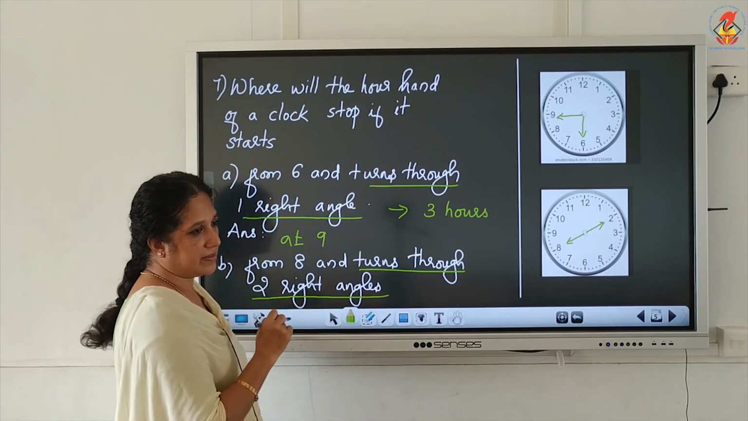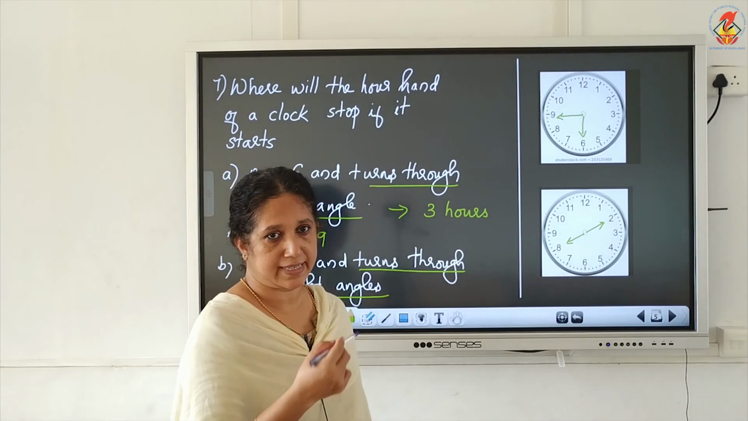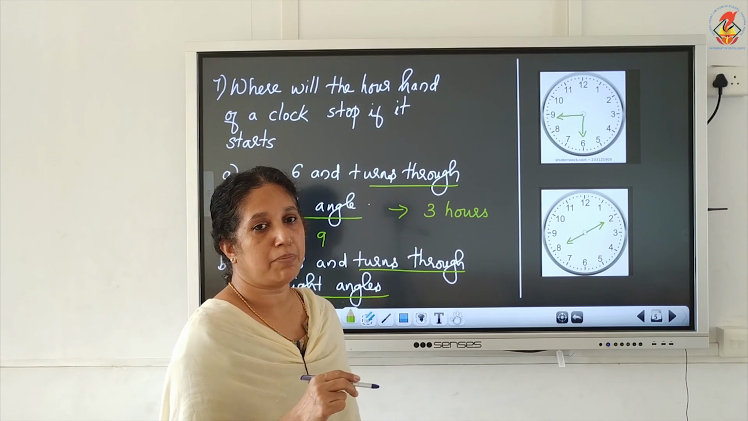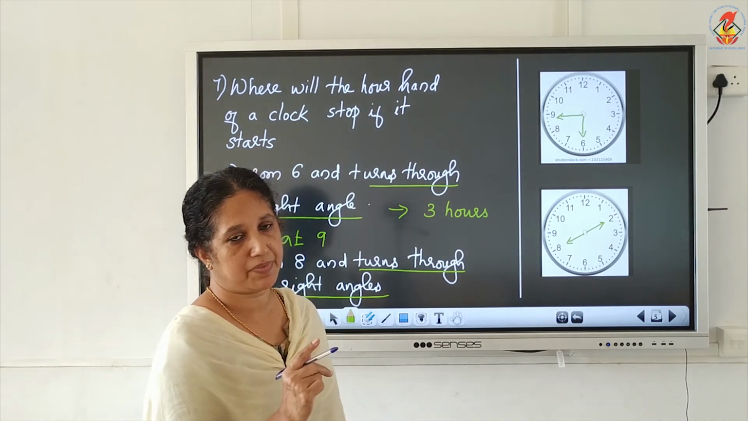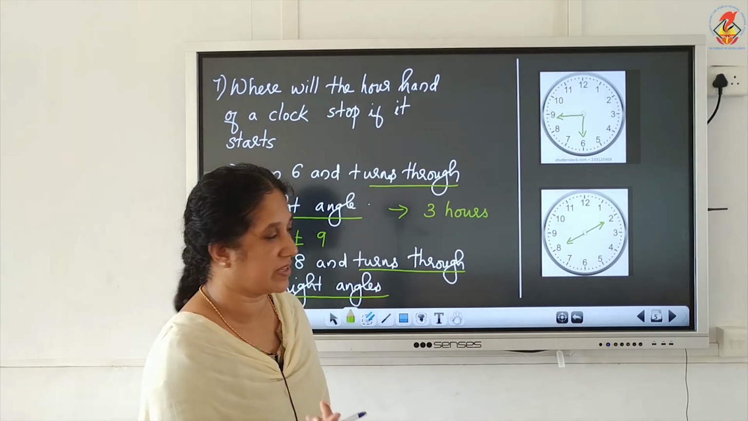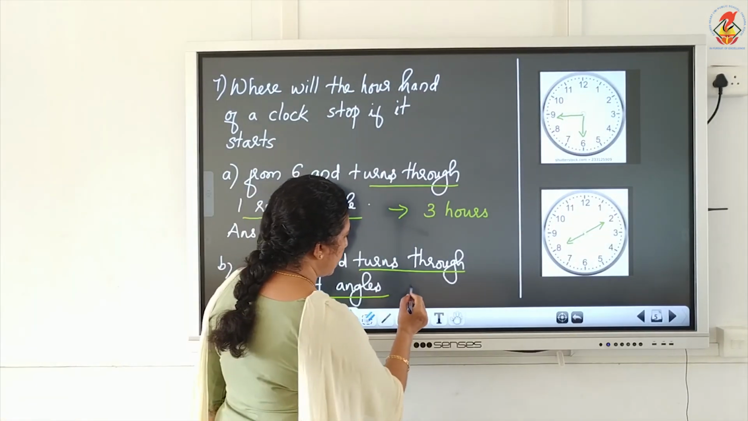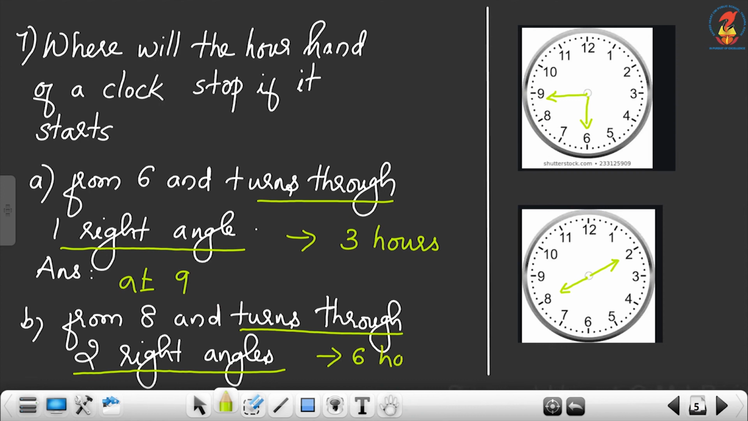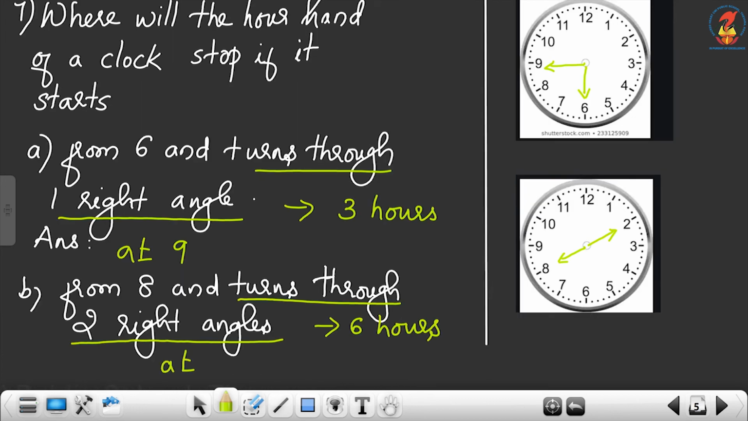Or we can say that when the hour hand turned 2 right angles, the number of hours passed will be 6 hours. In one right angle, 3 hours. In 2 right angles, the number of hours passed will be 6 hours. So from 8 you can count 6 hours: 1, 2, 3, 4, 5, 6. Therefore, the hour hand will reach 2. Therefore, the answer is 2.